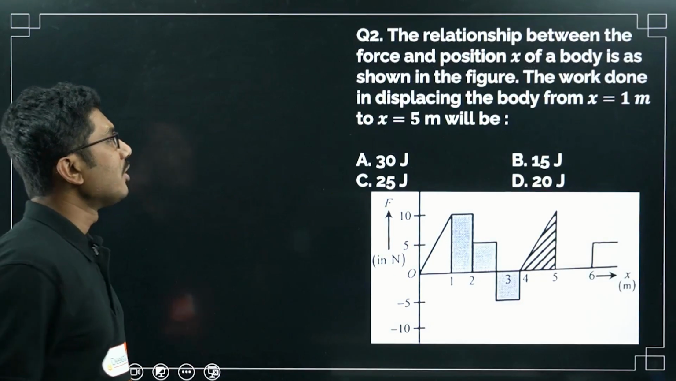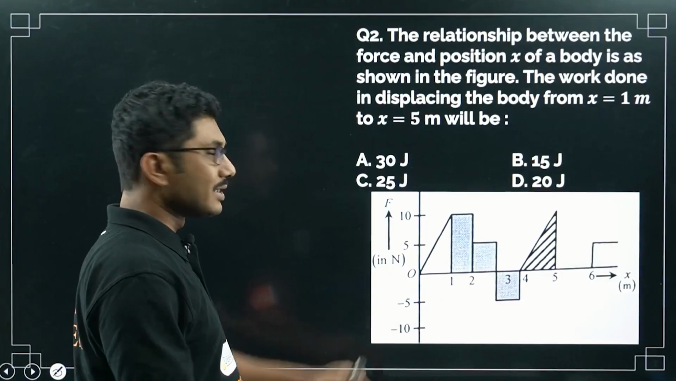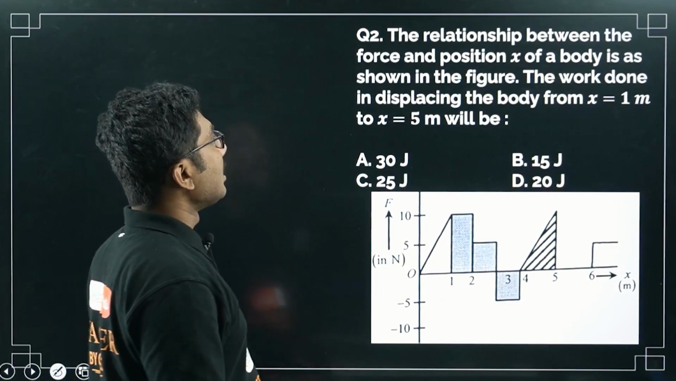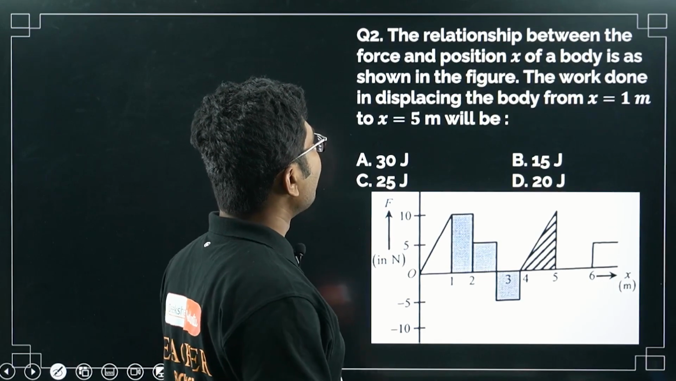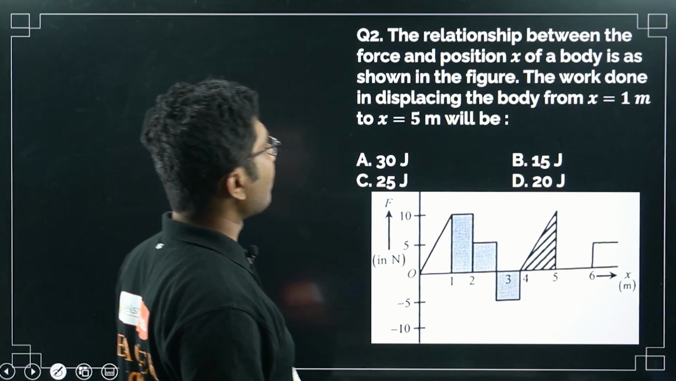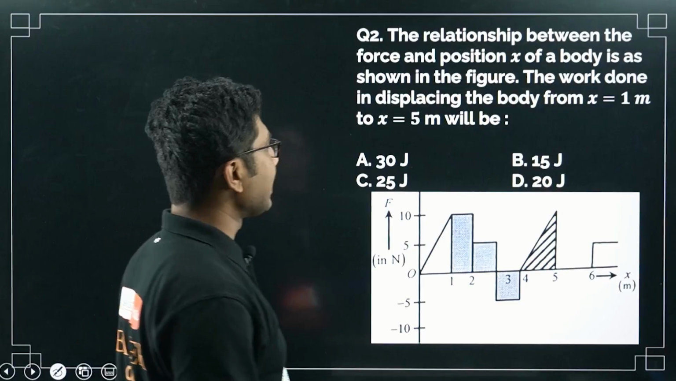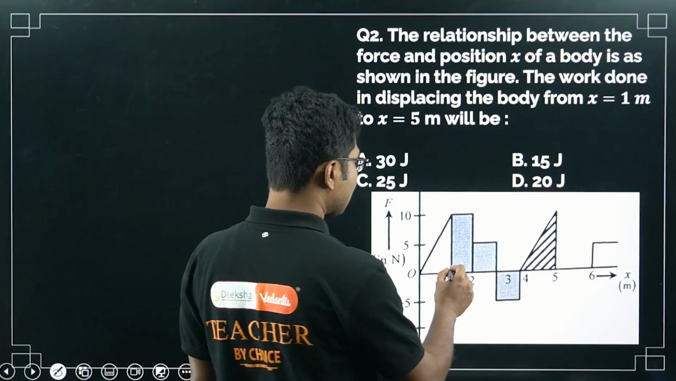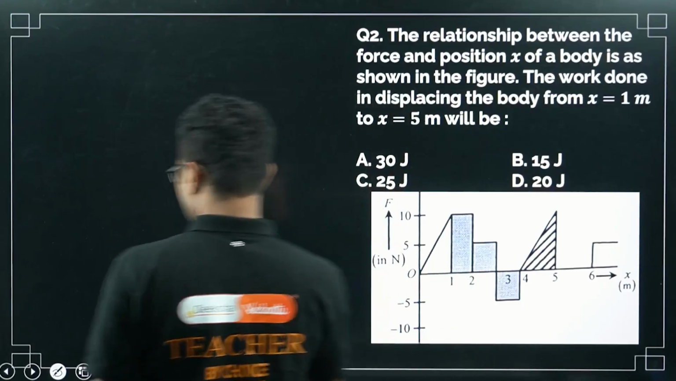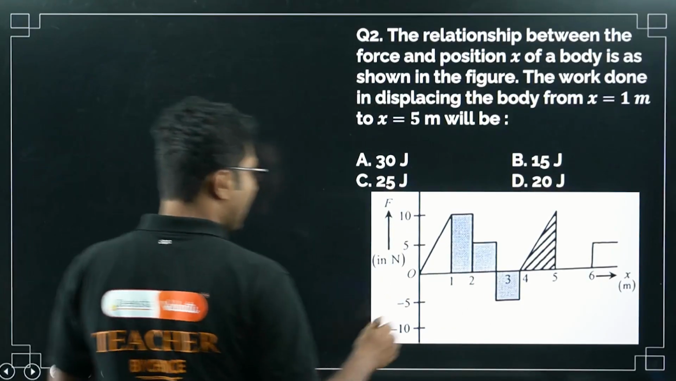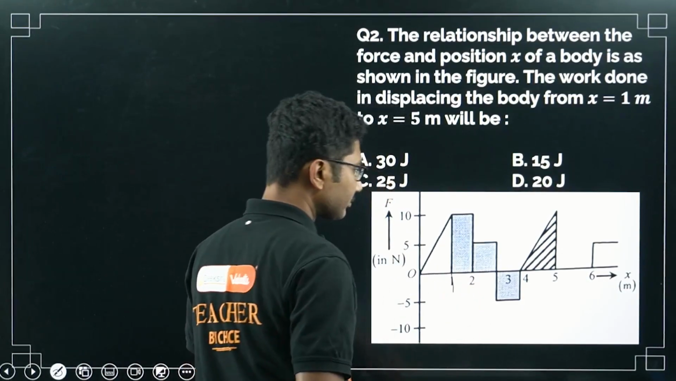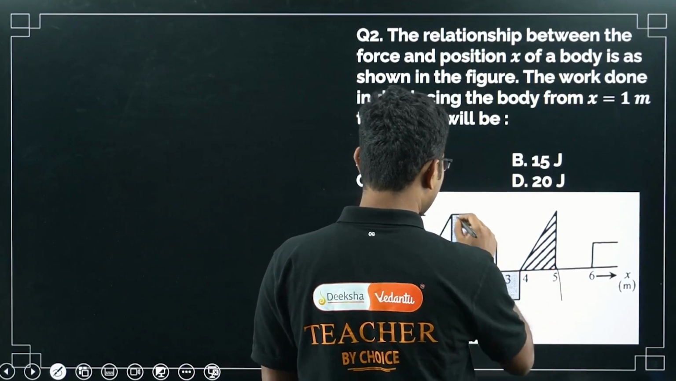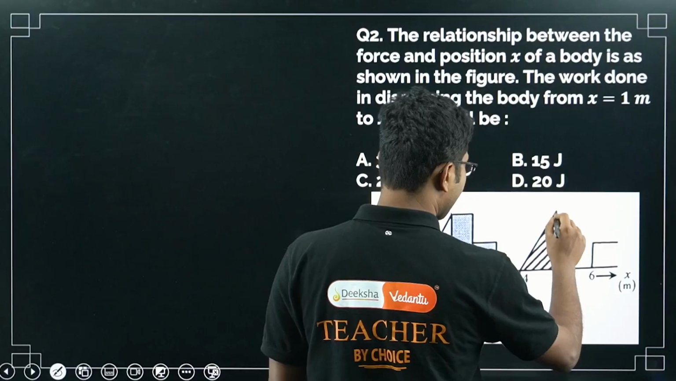Okay, now let's move on to the next question. I have solved this question while doing the classwork. Let's try this question again. The relationship between the force and the position x of a body is shown in the given figure. The work done in displacing the body from x equals to 1. So here they have mentioned that x equals to 1 till x equals to 5. So you have to calculate the work done from moving it from here to here.